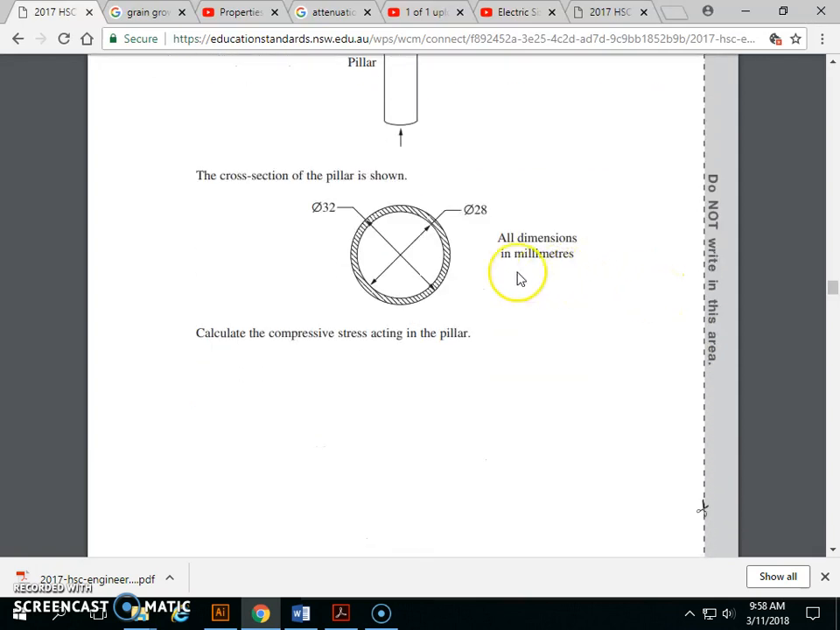Now, they're asking us to calculate the compressive stress acting on the pillar. How do we do that? What's the formula for stress? Force over area, the second most important thing you need to learn in the subject. Now, we're going to calculate the area by doing 32 squared times pi divided by 4, minus 28 squared times pi divided by 4.